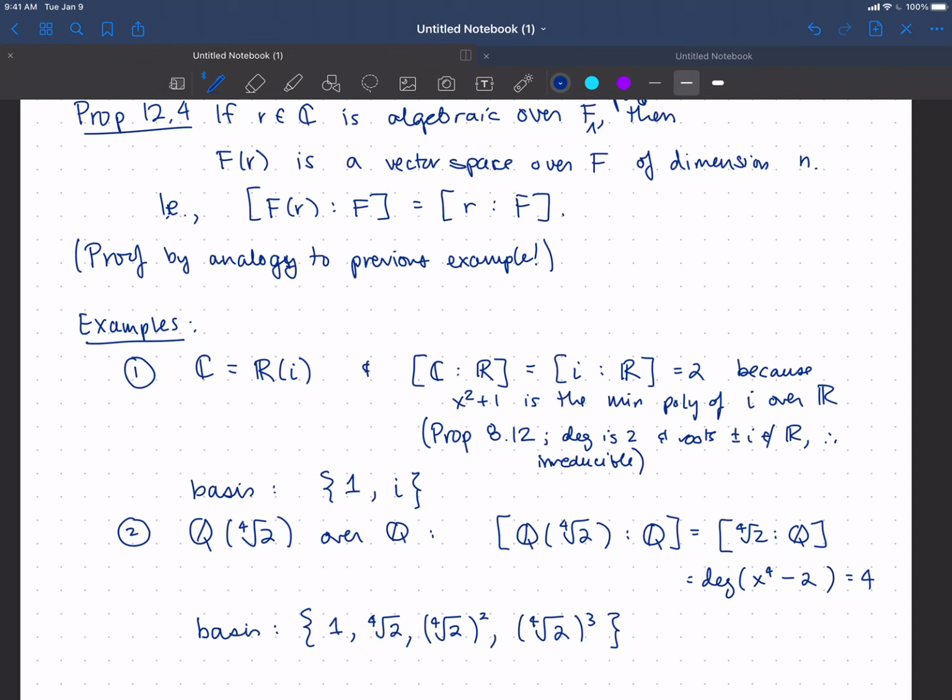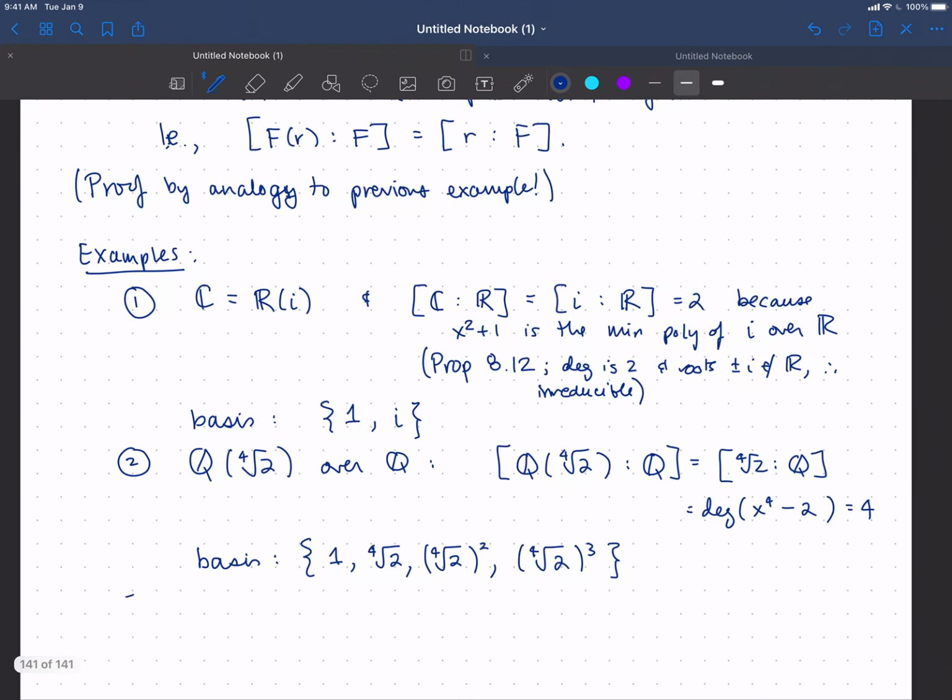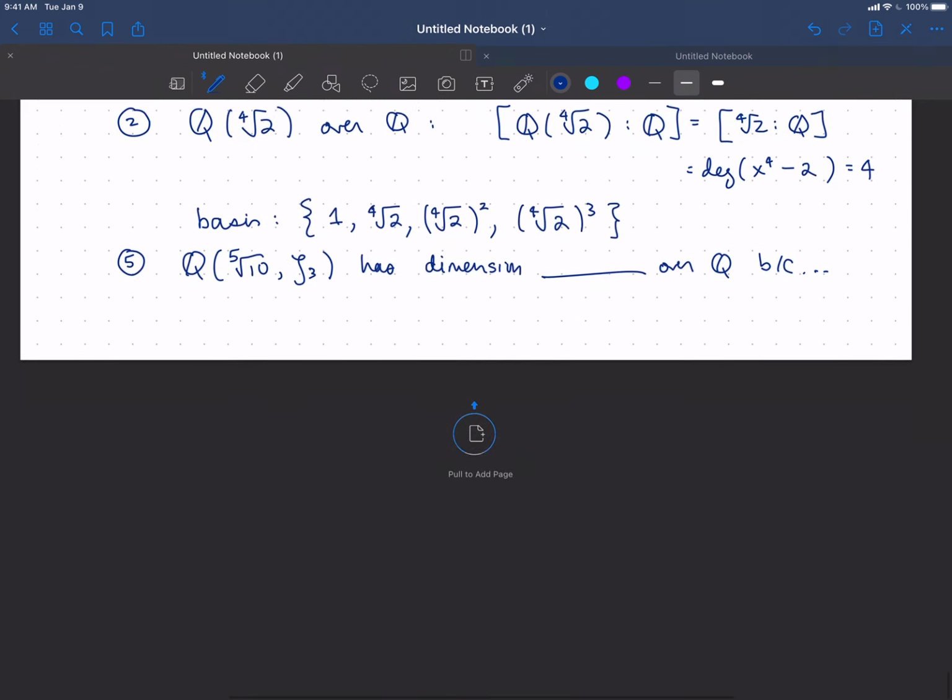Let me do one more example, and I will post something that has a few more examples in there. So in the notes posted on Blackboard, you're going to find examples 3 and 4. Here's example 5. I'm going to take Q, and I'm going to put in more than one thing at a time, and we're going to figure out what to do about this. I'm going to take the 5th root of 10 and zeta 3. And I want to say this has dimension something over Q because something else. So let's figure out how we're going to deal with this example.